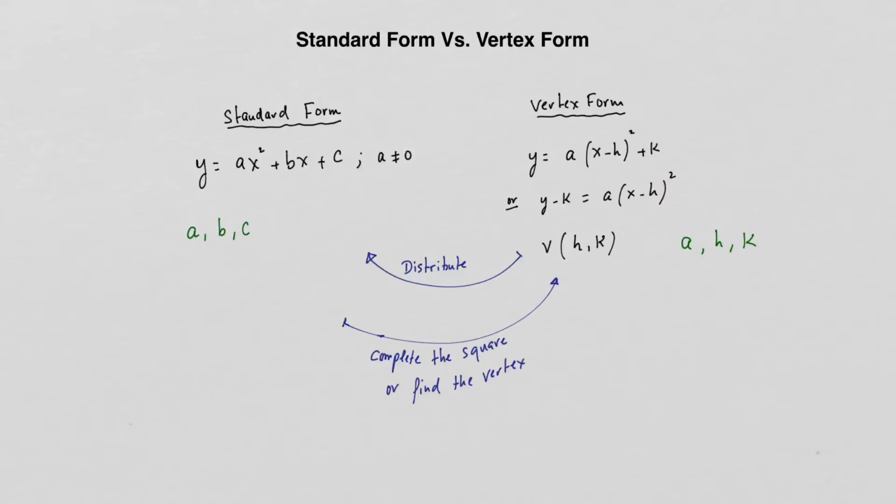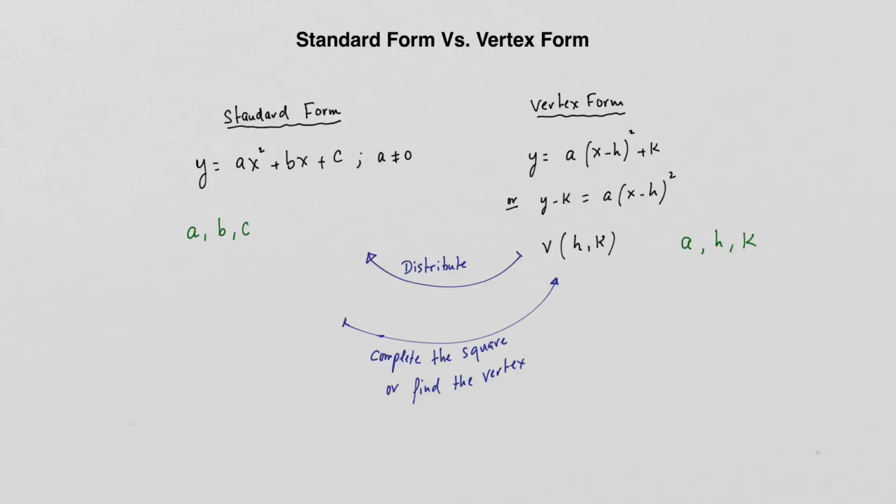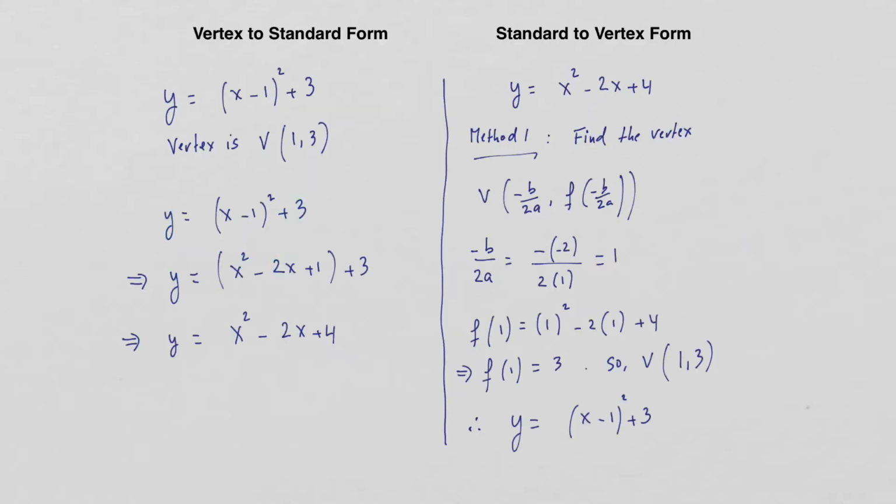Let me show it to you with an example. Look at the left-hand side. Let's say I have a vertex form. Notice a is 1. Notice h is 1, not negative 1. See, it's minus h, but the vertex is h. So the vertex here is (1, 3).